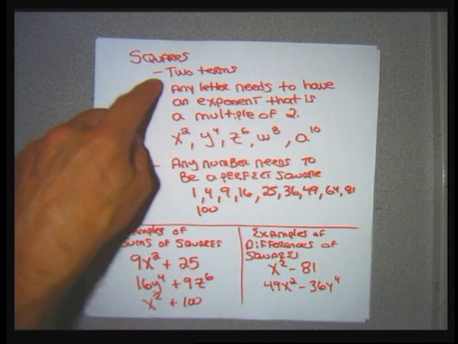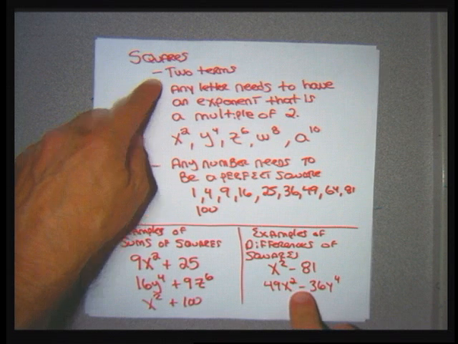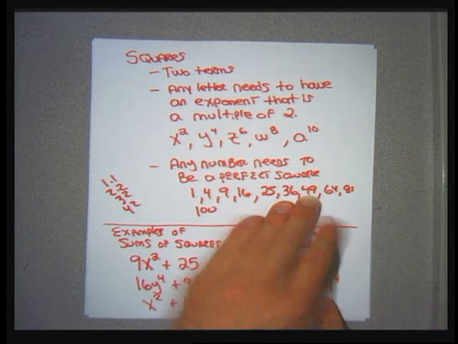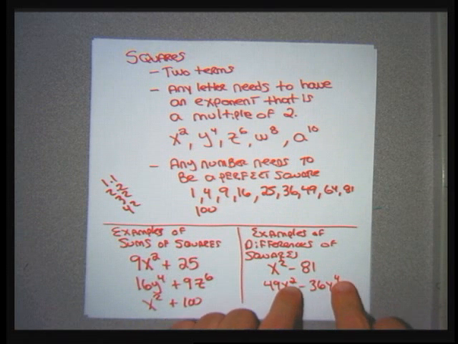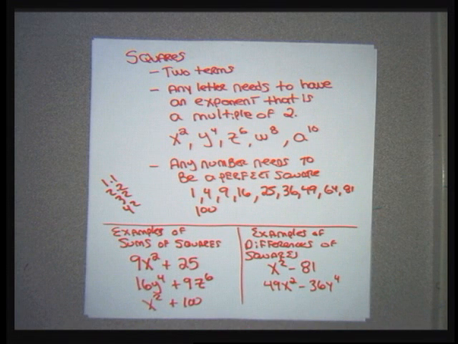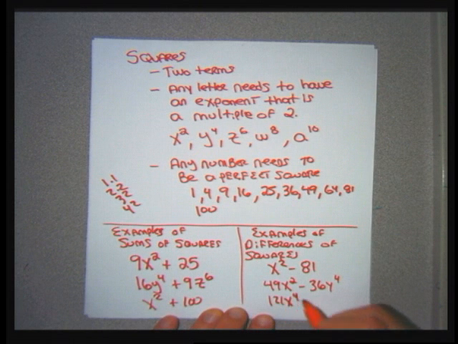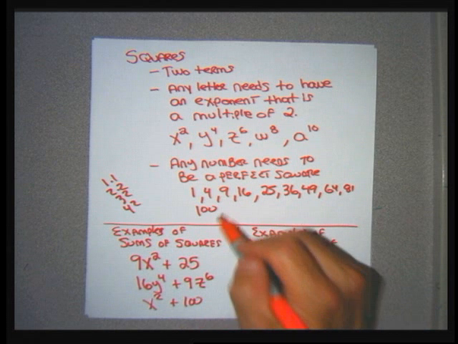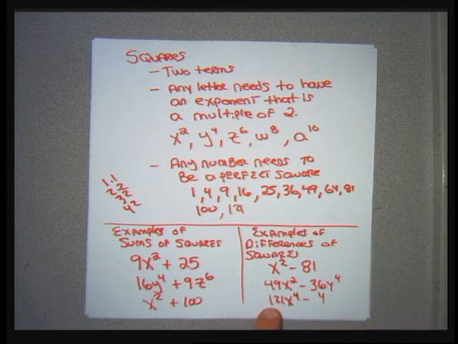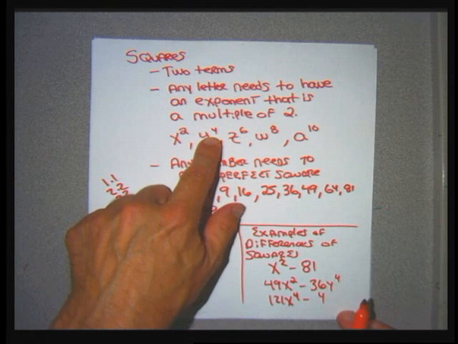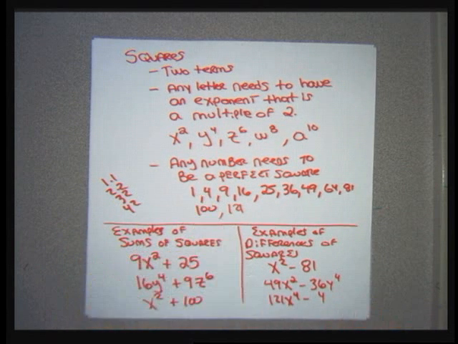It has two terms. To be a difference, you need a minus. The numbers I see, 49 and 36, are perfect squares. The letters have exponents that are multiples of 2. And then maybe something like, how about 121x to the fourth minus 4. 121 is a perfect square. It's 11 times 11. And x to the fourth fits the category because its exponent is a multiple of 2, and 4 is a perfect square.